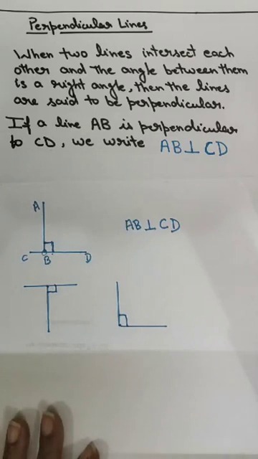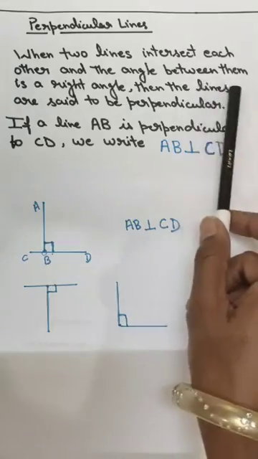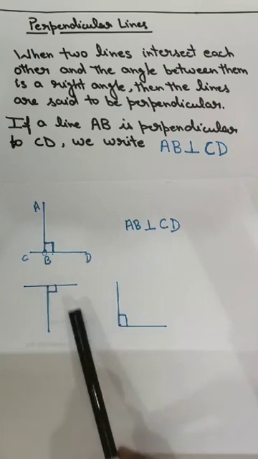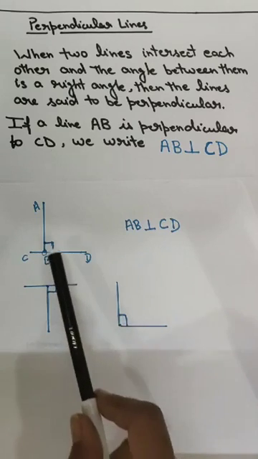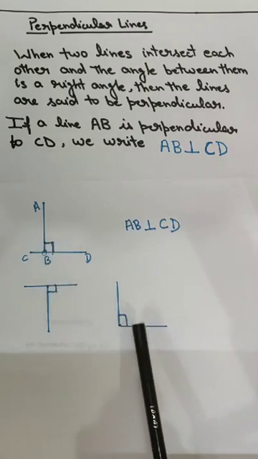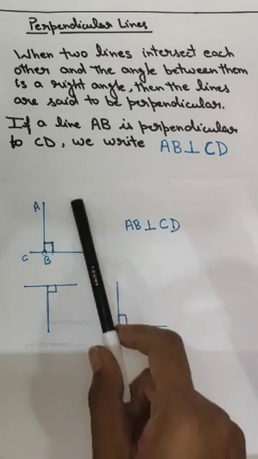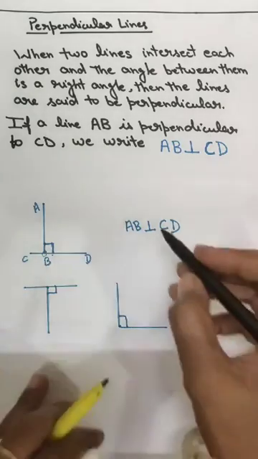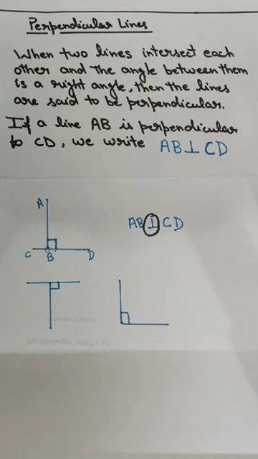I am repeating its definition. When two lines intersect each other and the angle between them is a right angle, see, in every figure two lines are intersecting and the angle between them is a right angle in all the three cases. Then the lines are said to be perpendicular. That means they are perpendicular lines. And this is the symbol for how to write the word perpendicular. AB is perpendicular to CD.